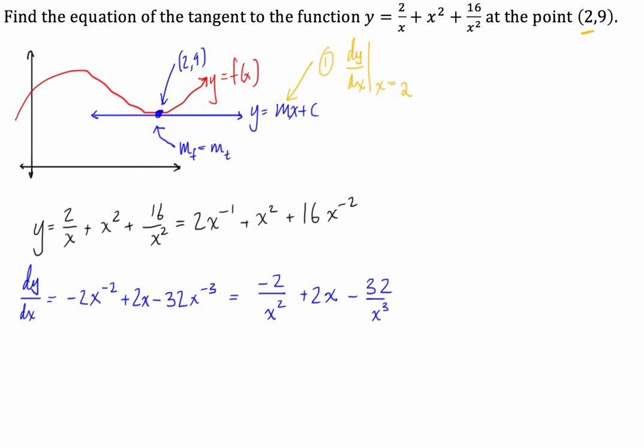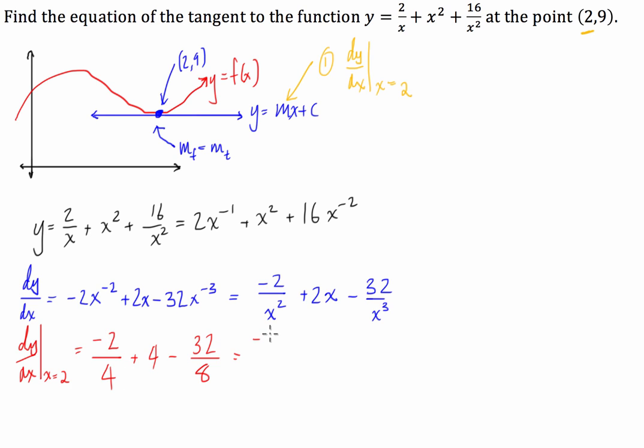So let's do that. I'm going to have dy/dx evaluated when x equals 2. And that's going to be equal to negative 2 divided by 4, plus 2 times 2 is 4, minus 32 on 2 times 4, which is 8. Now, we can simplify this.